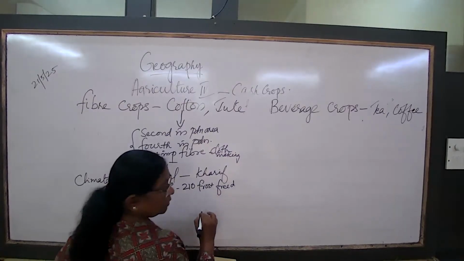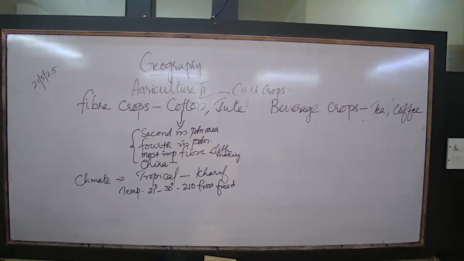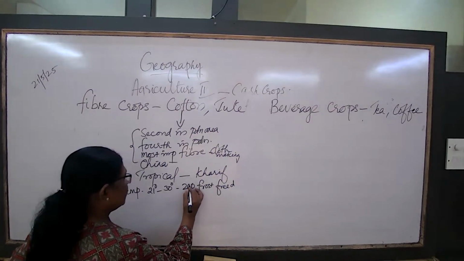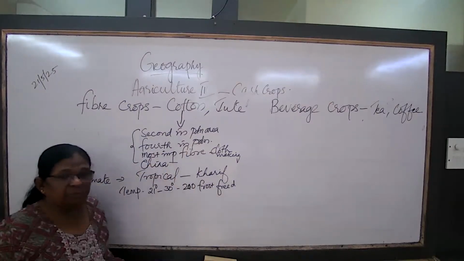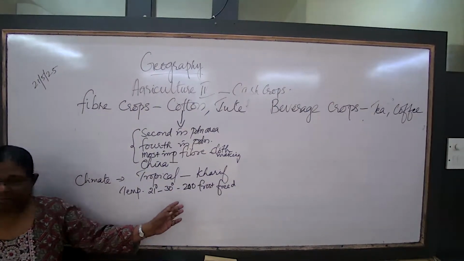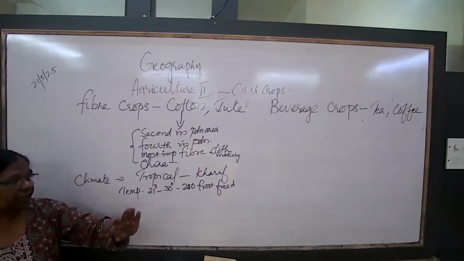Textbook words, please check. 200 or 210? 200. Okay, 200. One source gives 210, somewhere in some books, NCERT I think. I have seen 210. That is very good. 200 frost free days.